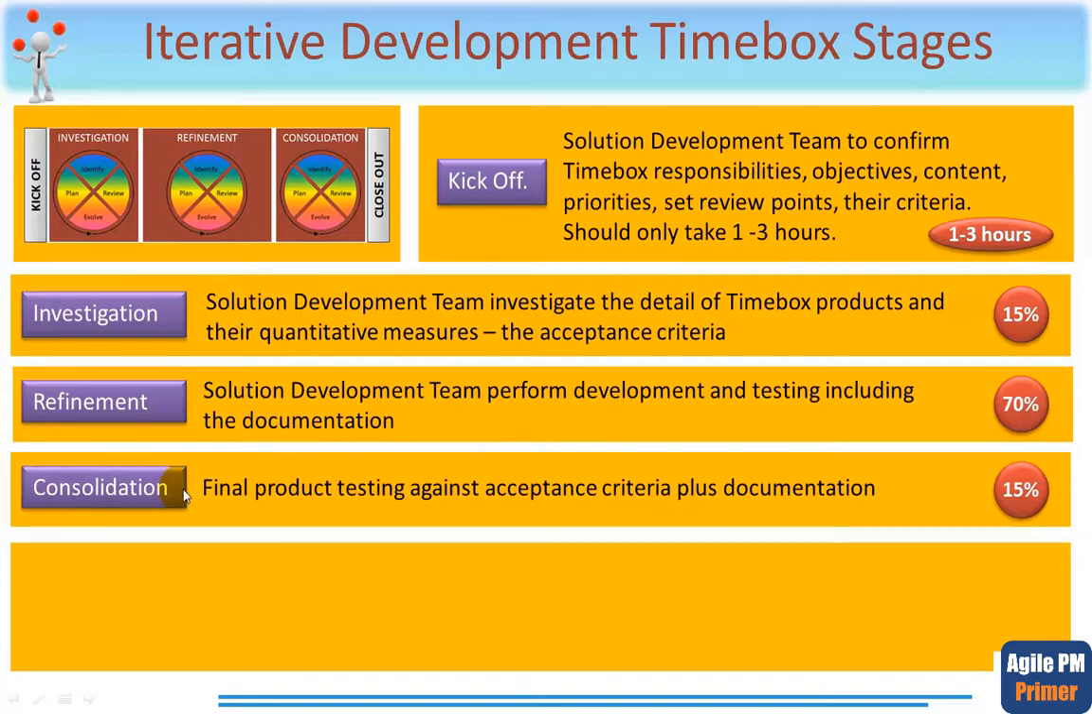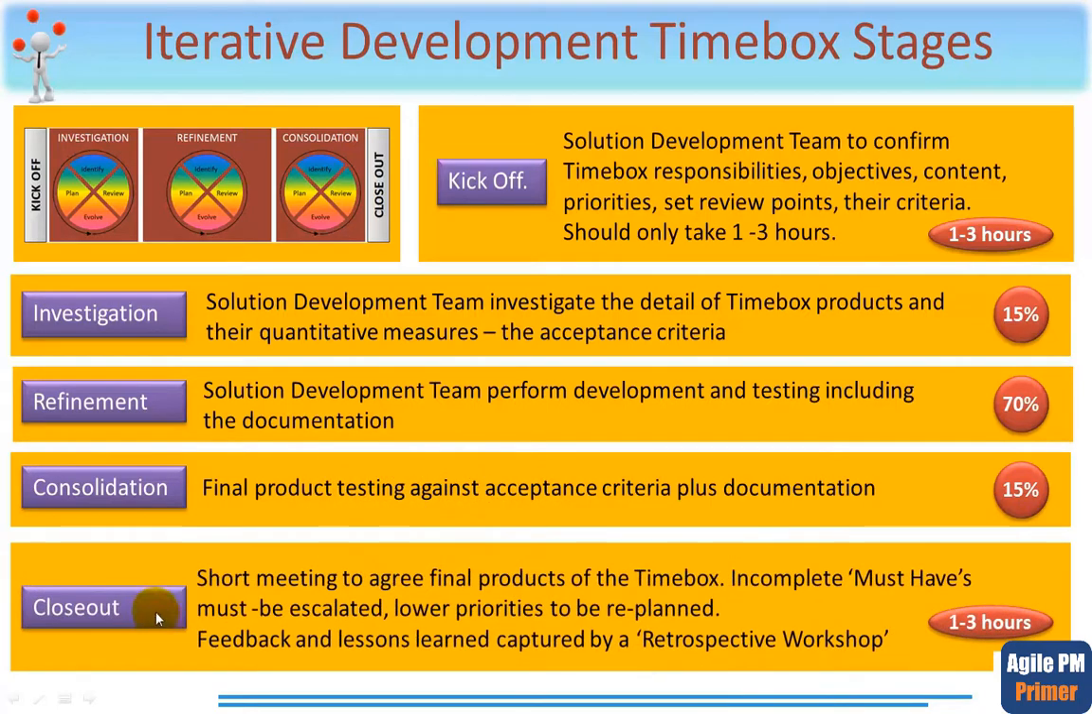This is where the actions of the refinement review are carried out, and the consolidation step is where final product testing is carried out against the acceptance criteria, including any documentation that needs to be created or filled out. Another important point is that if any products have not fully met their acceptance criteria, then such products are deemed not to have been delivered, and this product testing step should not exceed 15% of the total work effort applied to the time box. This brings us nicely to the final step, the closeout.